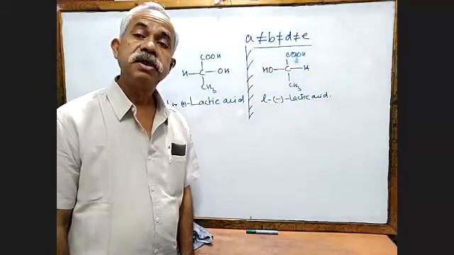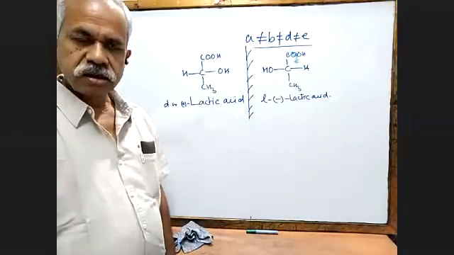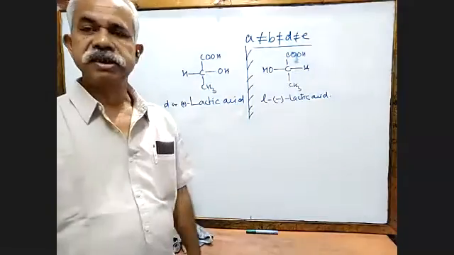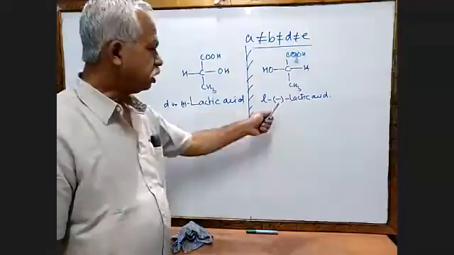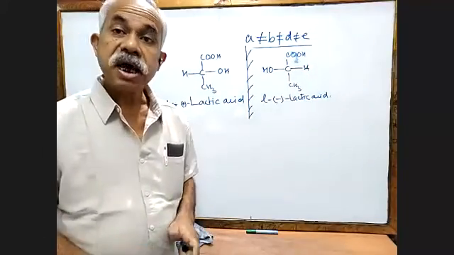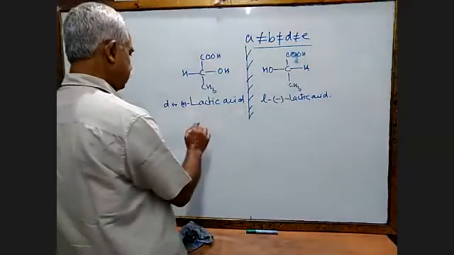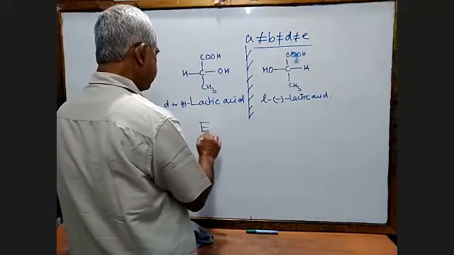Structure. They are the mirror images of each other. Is it not? So these two isomers are called enantiomers. Enantiomer.